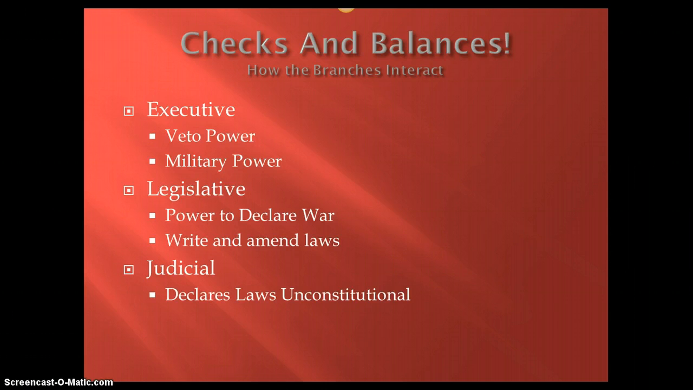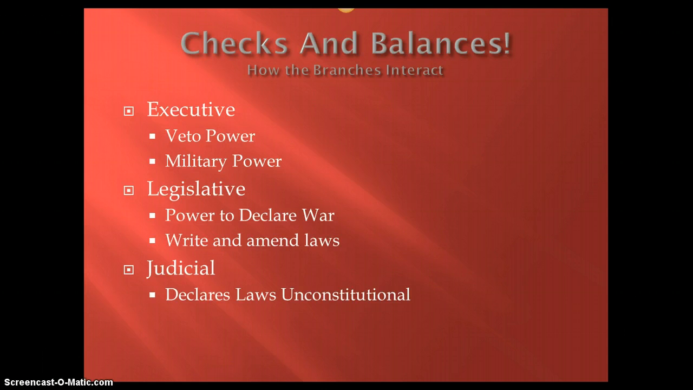And the judicial branch has the greatest check and balance of all by declaring laws unconstitutional. If the judicial branch is given any law that they feel is unconstitutional, they can strike it down without question. The Supreme Court is the highest court in the United States, and they set the law of the land. And what that means is that they have the ultimate check and balance over both of the other branches, and they are the final say as to whether or not something is constitutional or not.